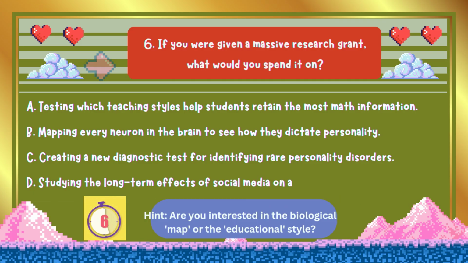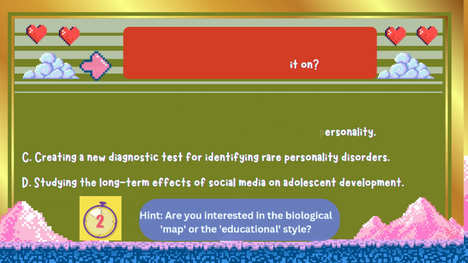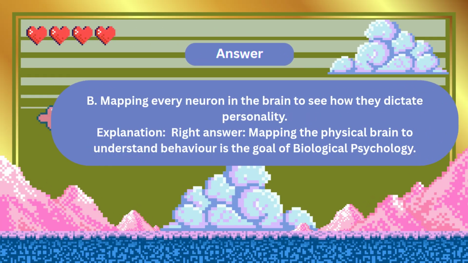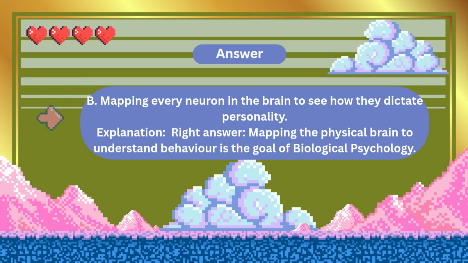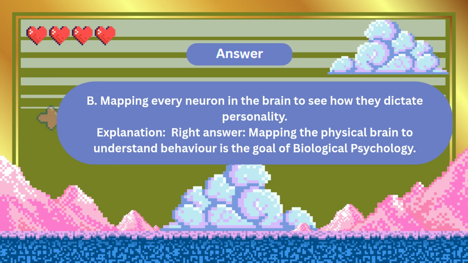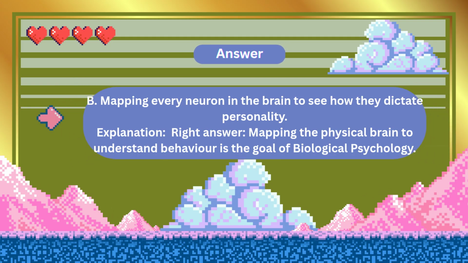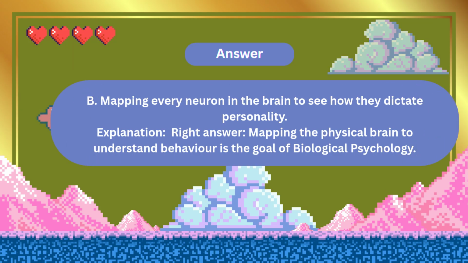Hint: are you interested in the biological map or the educational style? Answer: B. Mapping every neuron in the brain to see how they dictate personality. Right answer: mapping the physical brain to understand behavior is the goal of biological psychology.